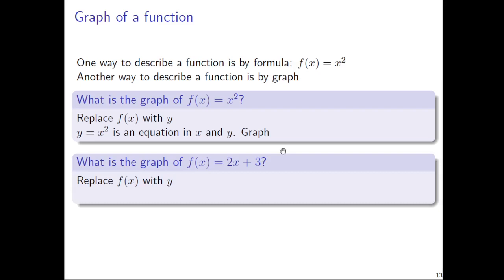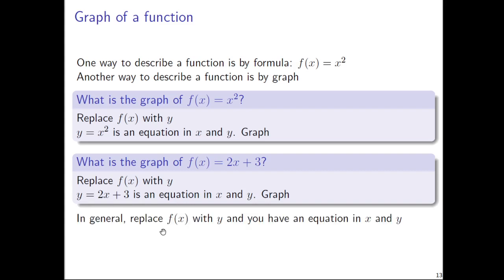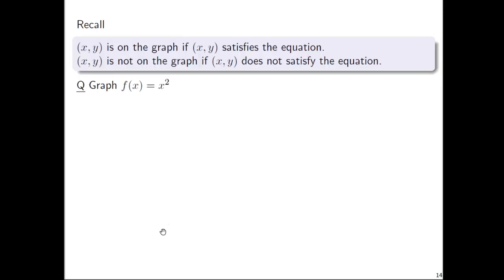So what would the graph of f of x equals 2x plus 3 look like? Again, replace the f of x with y. You're looking at y equals 2x plus 3. And just in a general sense, again, it's just all the points x, y that satisfy the equation y equals 2x plus 3. But we happen to know that if you graph this, you would get a line of slope 2 and y-intercept 3. In general, replace the f of x with a y, and you have an equation in x and y, and then you'd graph that. So again, recall that the point x, y is on the graph if x, y satisfies the equation, and the point x, y is not on the graph if x, y doesn't satisfy the equation.